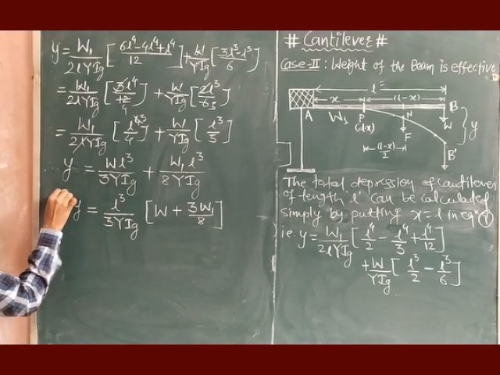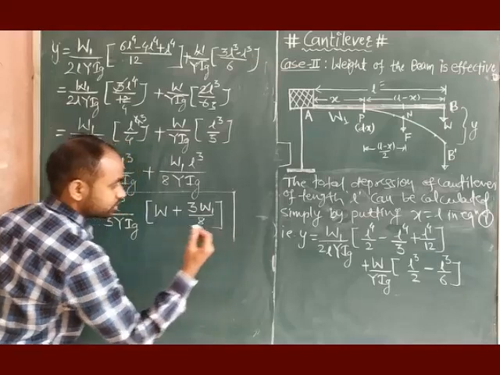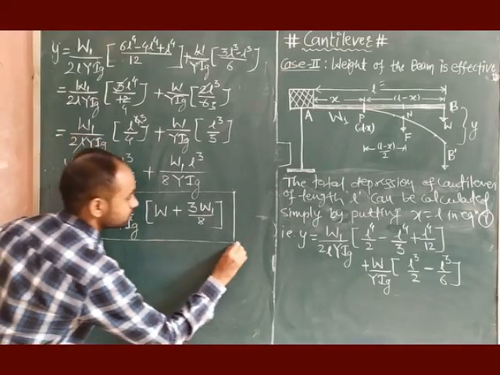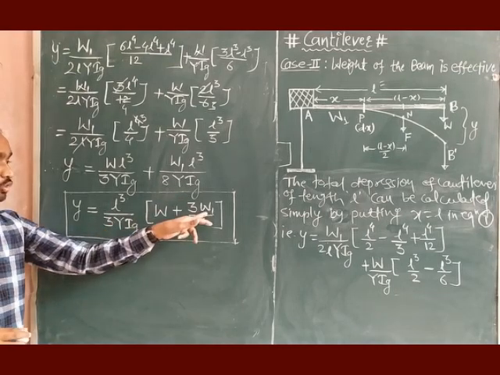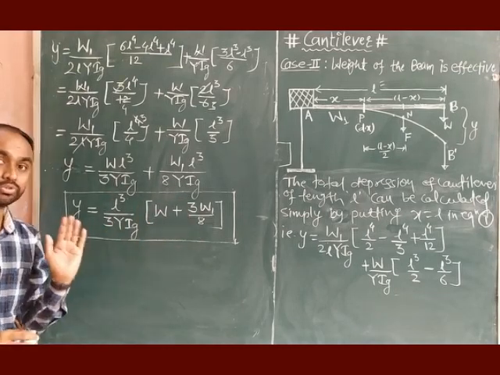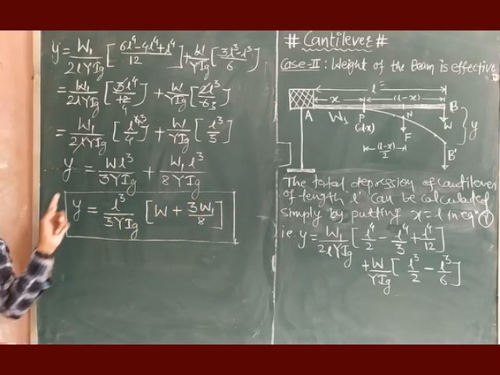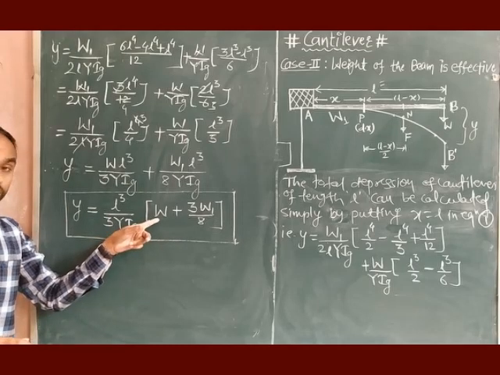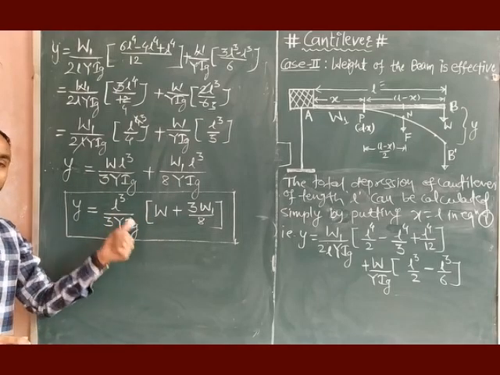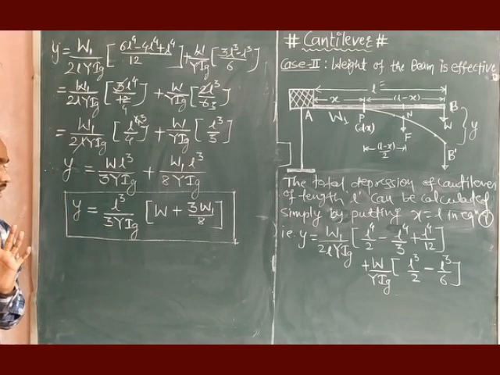So this is actually the total depression of the cantilever in the case when we consider the weight of the beam to be effective. Now see, if we substitute W1 equal to 0, this term goes off and whatever remains is our depression only due to the weight attached W, which was exactly similar to the first case we have seen, right? That means our answer is correct.